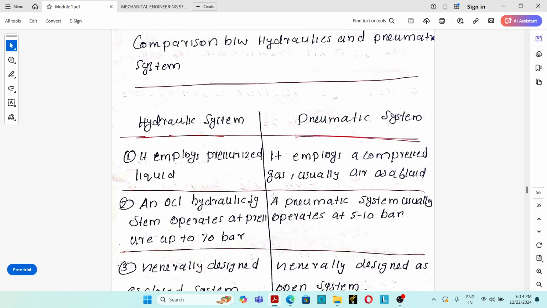So these are the differences in the comparison between hydraulic and pneumatic system. That's a very important question. Once more we can discuss. In a hydraulic system, it employs pressurized liquid. A pneumatic system employs a compressed gas, usually air, as fluid. A hydraulic system operates at a pressure of up to 70 bar. A pneumatic system usually operates at 5 to 10 bar.